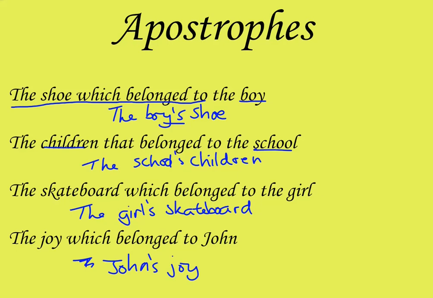But it is important to understand what that phrase is doing, what the apostrophe and the S are doing. They're showing you that what has come after the noun is owned by the boy. Apostrophe S is showing you that the children are owned or belong to the school. Apostrophe S is showing you the skateboard belongs to the girl. So whatever follows afterwards, the noun that follows after that apostrophe S belongs to whatever the apostrophe S is attached to.